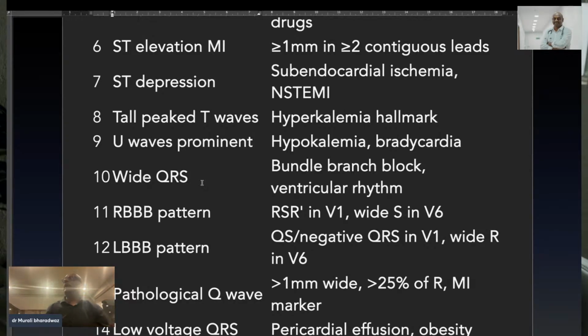Another indication in wide QRS: typically, you expect a small Q wave in the beginning of the QRS complex, normally only in the left-sided leads like V5, V6. Absence of that is an indication of LBBB.